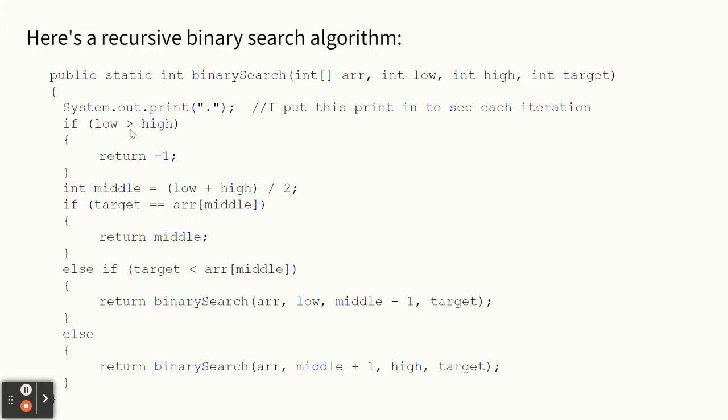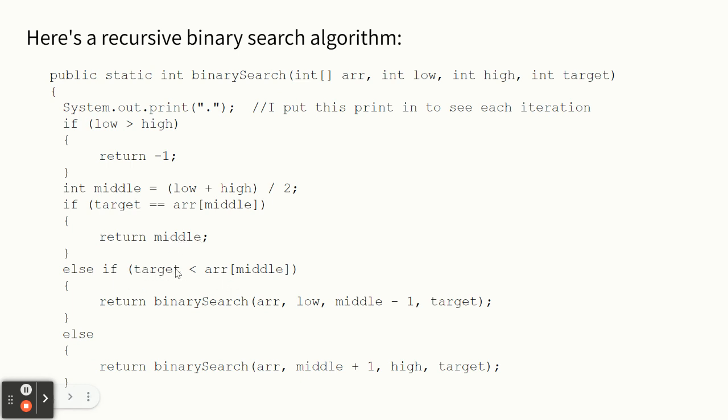You start with a low and a high, and if they go towards the center and then the low gets bigger than the high, that means you couldn't find it. So we return -1, it wasn't found. Otherwise, we find the middle. The middle is the low plus high divided by 2. And then we check, did we find it? If target is equal to the middle item of the array, then we return the index where it got found.